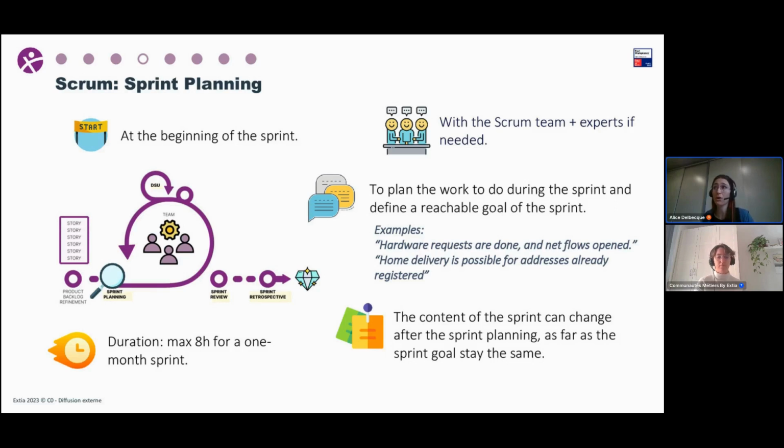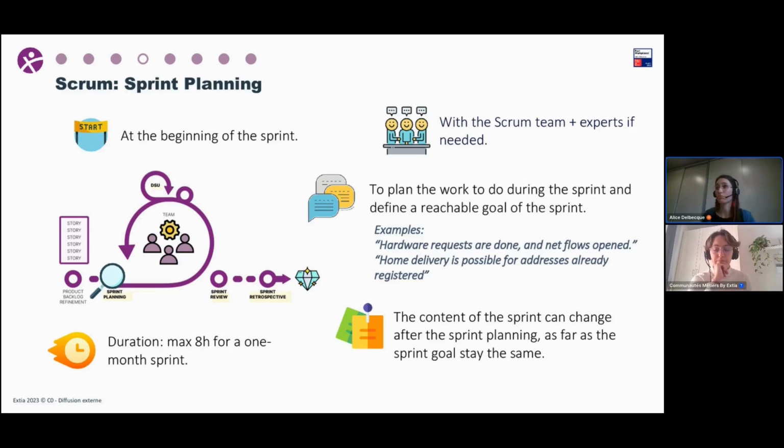Well, the team will plan the work to do during the sprint. And they will try to define a single goal, in order to know what they have to do and to have a direction they have to follow in case of change of one item, for instance. So I'll give you two examples of goals. The first one is a real one from one of my teams. It is for the ops team. So hardware requests are done and net flows opened.